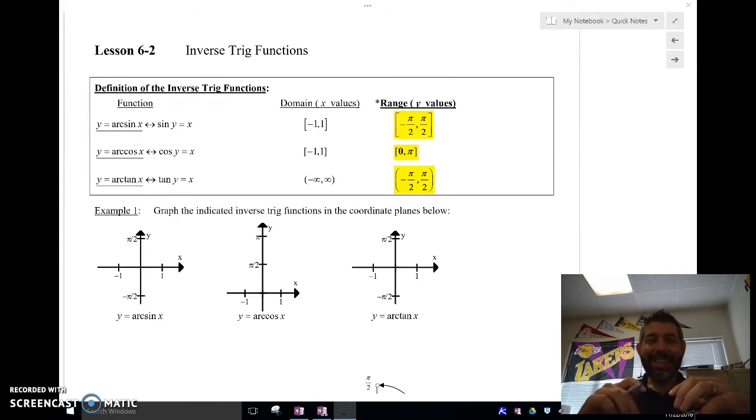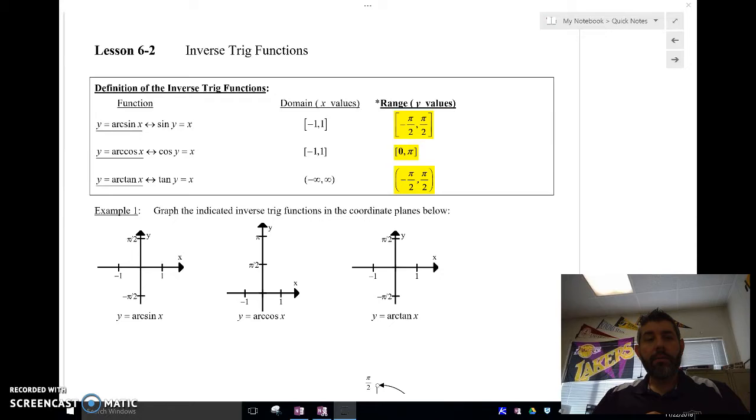Anyway, this is 6-2 for BC Calculus, Inverse Trig Functions. This first video is just going to be a quick review of some inverse trig functions and some of the things you have to be able to do with those trig functions.